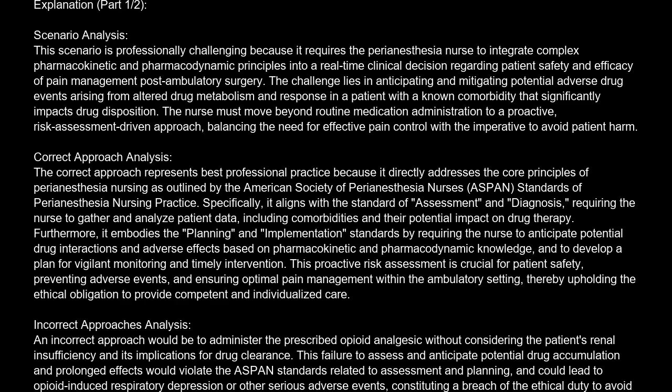This failure to assess and anticipate potential drug accumulation and prolonged effects would violate the ASPAN standards related to assessment and planning, and could lead to opioid-induced respiratory depression or other serious adverse events, constituting a breach of the ethical duty to avoid harm. Another incorrect approach would be to solely rely on the surgeon's prescription without independent clinical judgment or further investigation into the patient's specific physiological status.